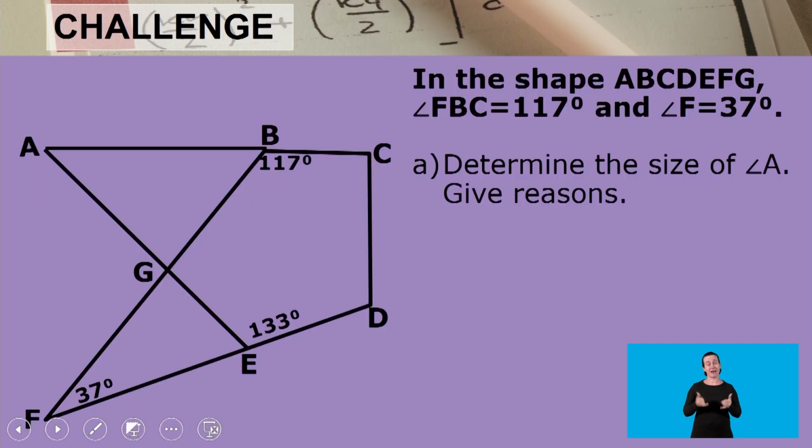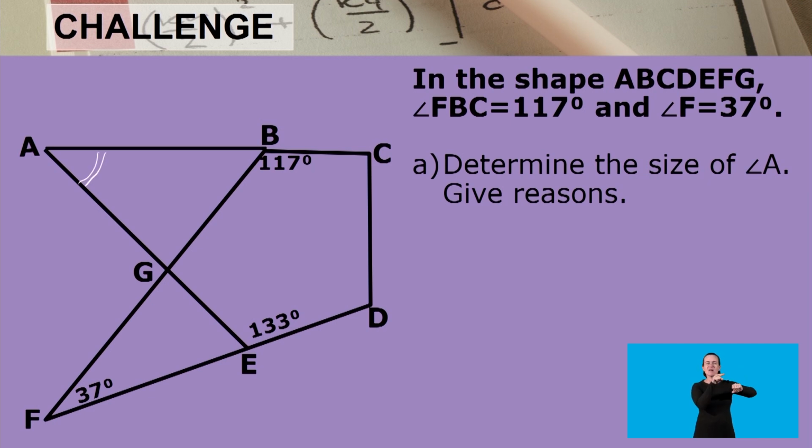Let's look at today's challenge. In the shape ABCDEFG, angle FBC is 117 and angle F is 37 degrees. They have been marked, as well as that angle GED, which is 133 and 33 degrees. Now determine the size of angle A. Angle A is that angle on the top there.